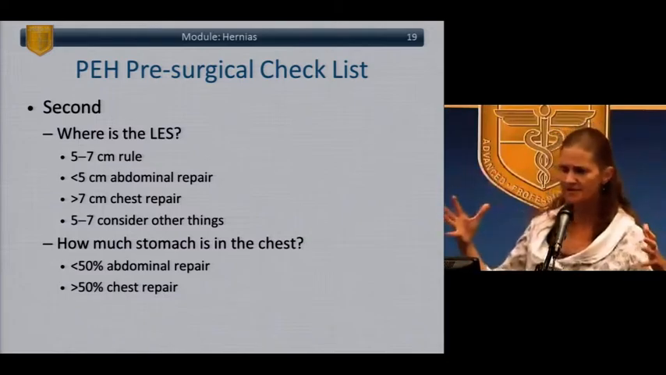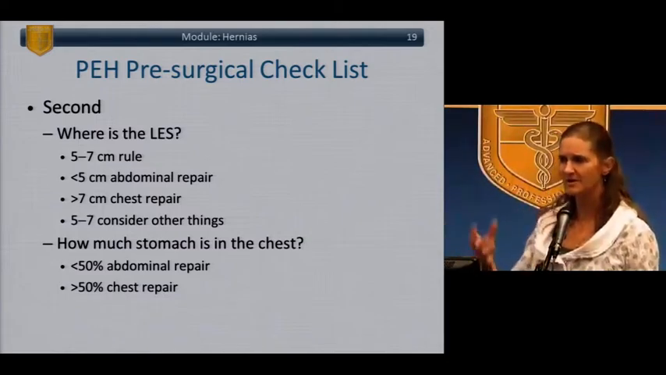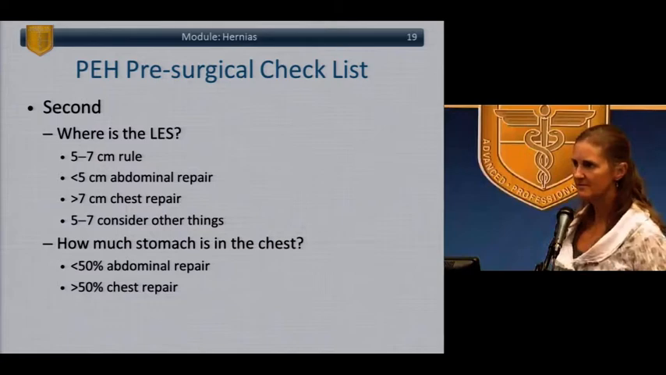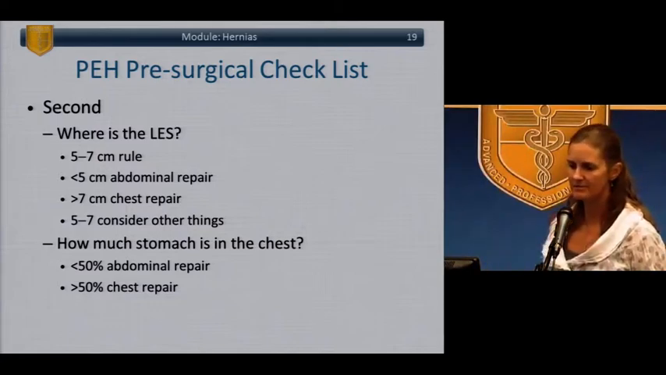And then there's other things to consider. How much of the stomach is in the chest also, just like we talked about. So if it's 5 centimeters or less, definitely through the abdomen. 7 centimeters or greater, start thinking about repairing it through the chest. Then how much stomach is in the chest?